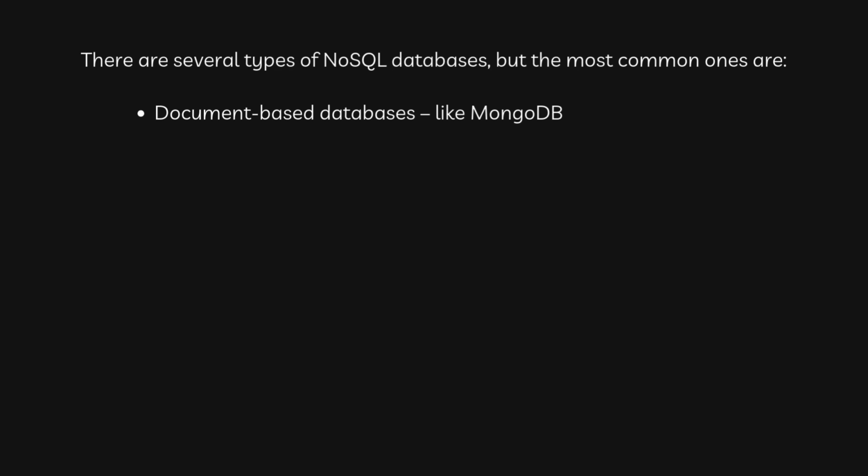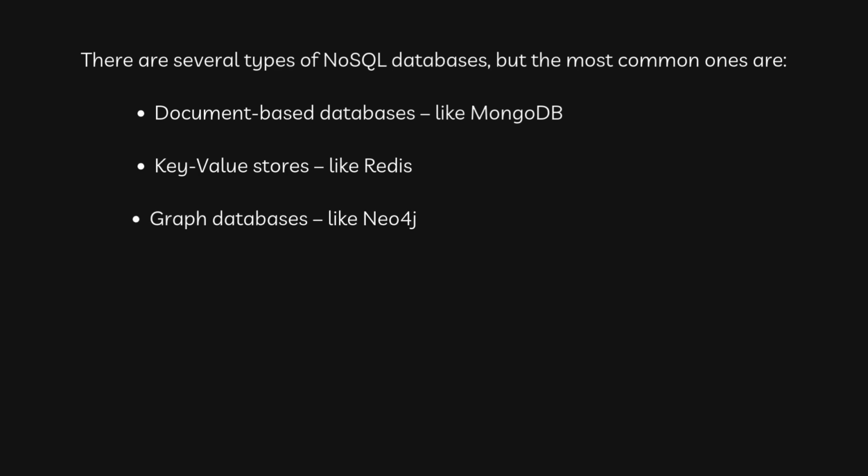store data in documents, usually in the JSON format; key-value stores like Redis, which store data as simple key-value pairs, like a giant dictionary; and graph databases like Neo4j, which store data in nodes and relationships, perfect for social networks where relationships between people or items are crucial.